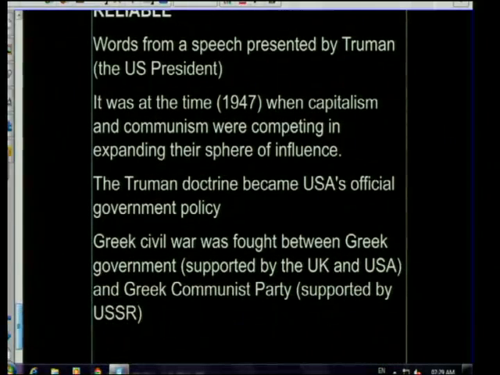That it is words of a speech presented by the president himself. It was at the time, that is when he said all those words, when capitalism and communism were competing and expanding their sphere of influence. The Truman Doctrine became the United States official government policy, and there was also a Greek Civil War during that time. So those are the reasons why this source can be trusted.